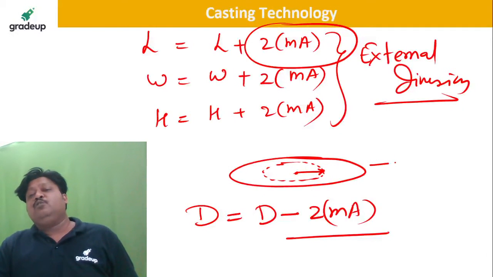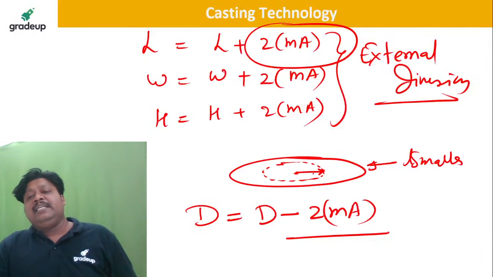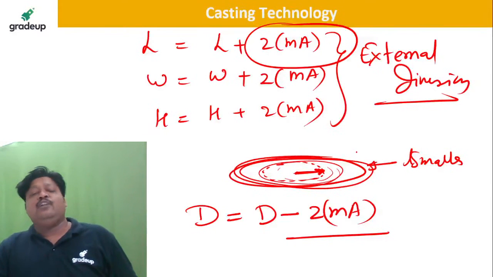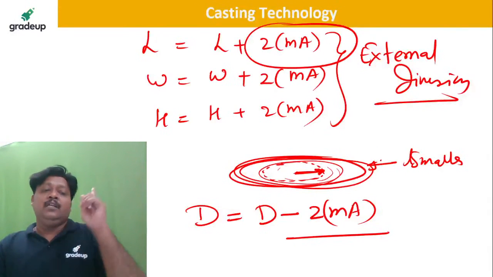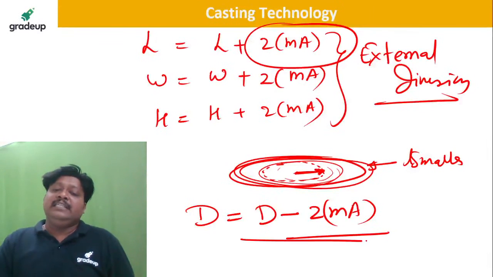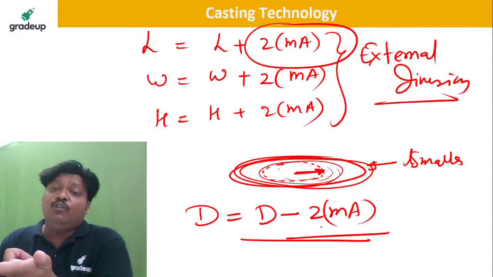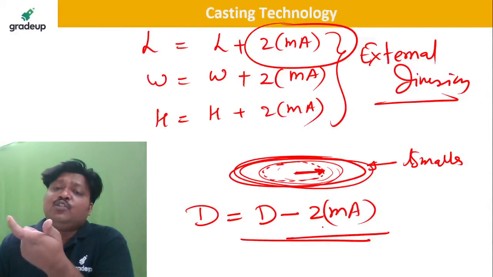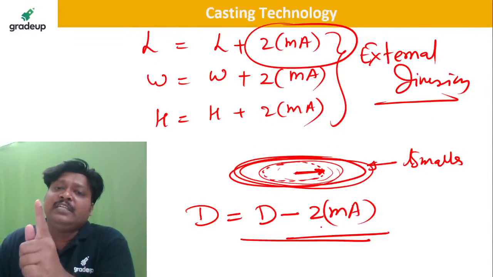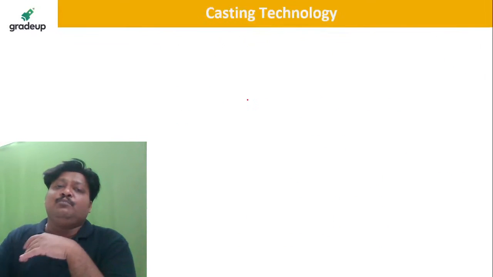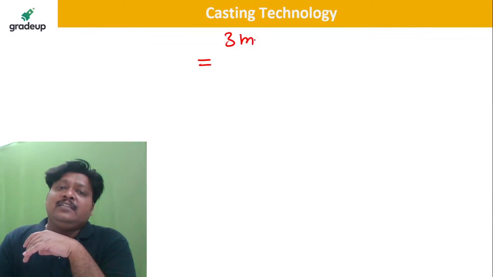The bore size is going to get smaller, and the same material will be removed in machining to get the required value of that bore. So please remember that. Whenever machining allowance is there on the bore, definitely the dimension of the bore should get minimum.